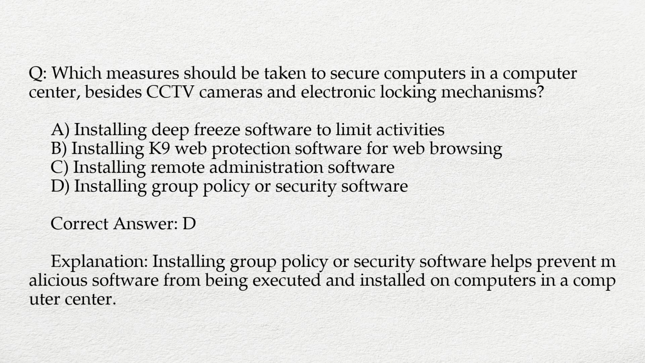Q. Which measures should be taken to secure computers in a computer center, besides CCTV cameras and electronic locking mechanisms? A. Installing deep freeze software to limit activities. B. Installing web protection software for web browsing. C. Installing remote administration software. D. Installing group policy or security software. Correct answer, D. Explanation. Installing group policy or security software helps prevent malicious software from being executed and installed on computers in a computer center.